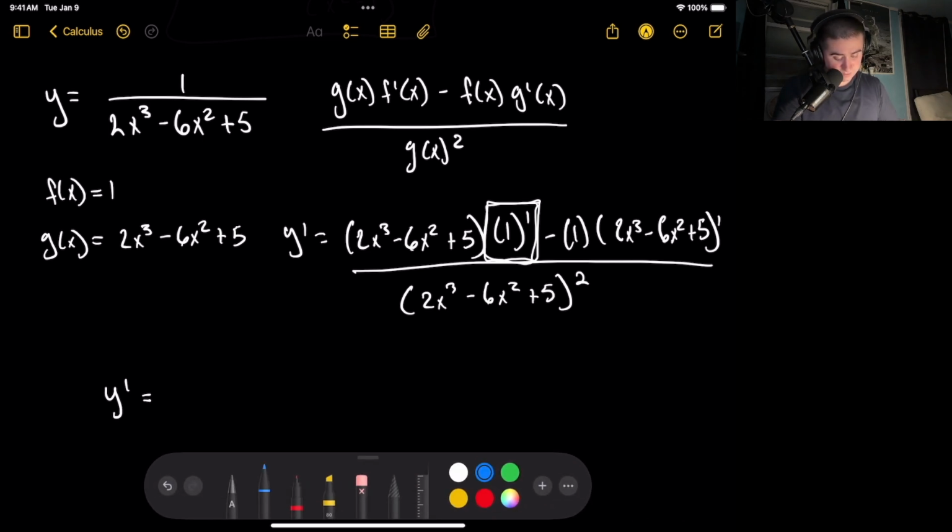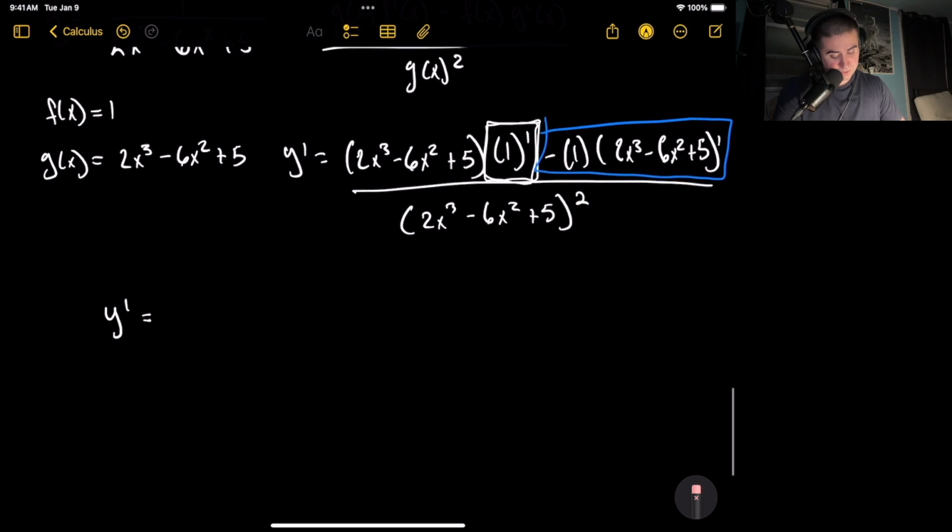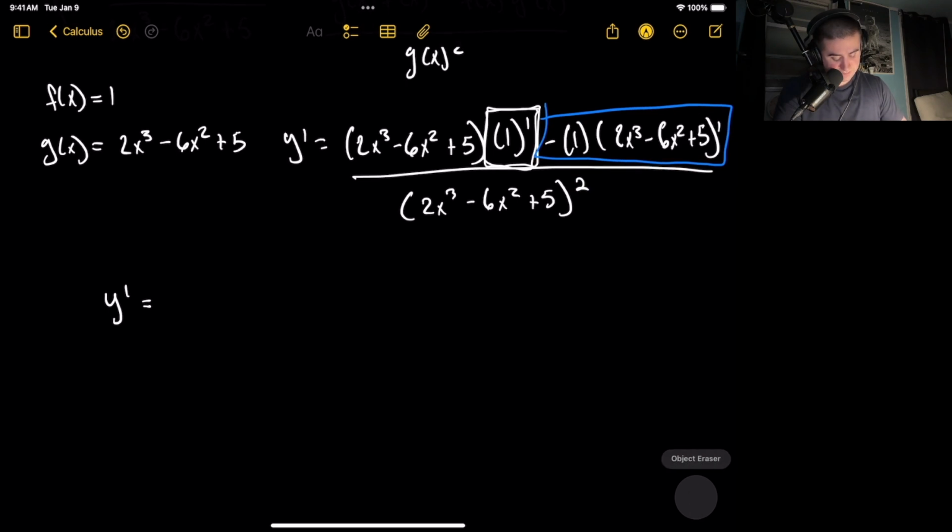I'll rectangle here. I'll circle it here. We have negative 1 times 2x cubed minus 6x squared plus 5 prime. So let's go ahead and take that derivative first. So we're going to have negative 1 times, well, let me write that. We're going to have negative 1 times the derivative of 2x cubed minus 6x squared plus 5, and that's going to be 6x squared minus 12x.